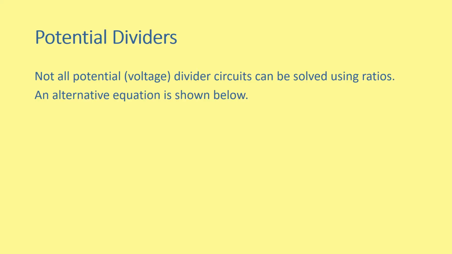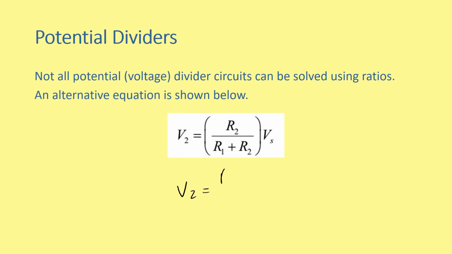Not all potential divider circuits can be solved using ratios. An alternative equation would be to use V2 is equal to R2 over R1 plus R2. Now this equation can be used instead of going through the Ohm's law calculations we showed earlier on. We have R1 plus R2 on the bottom line. That's the total resistance. So an alternative way to look at this would be V2 is equal to R2 over RT multiplied by Vs.